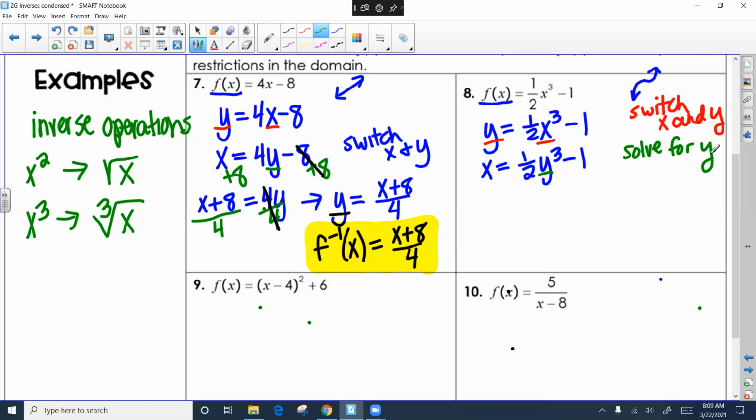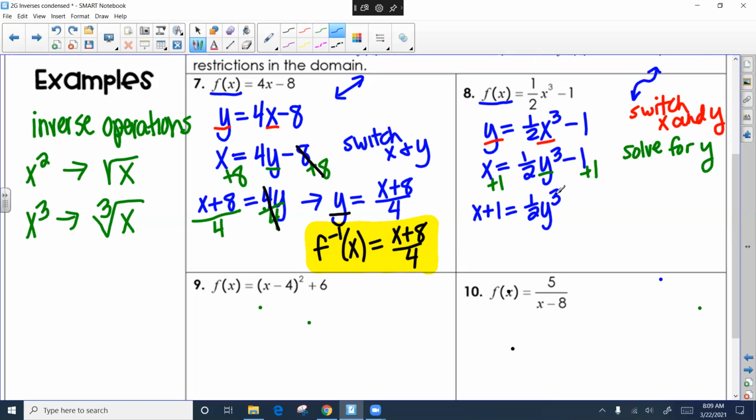There again is a couple ways we can think of to do that. If I'm trying to get the y by itself, I'm going to have to get rid of the half that it's multiplied by, the cubed, and the minus 1. The first thing we do is get rid of the minus 1. To get rid of the minus 1, I would add 1. And of course, it's an equation, so whatever we do to one side, we do to the other. So I'm adding 1 to both sides. This side becomes x plus 1 equals 1/2 y cubed.